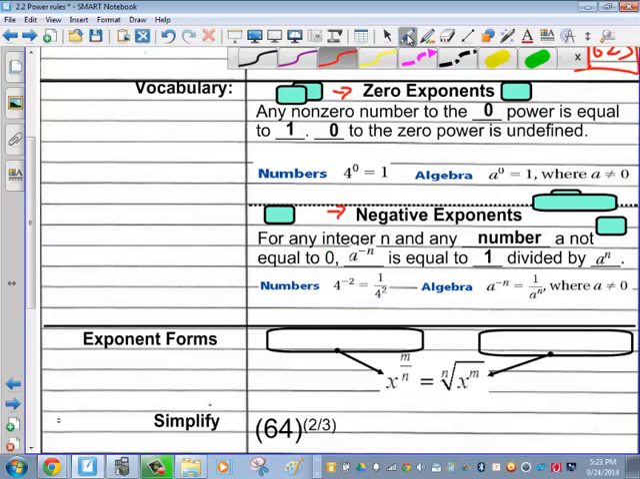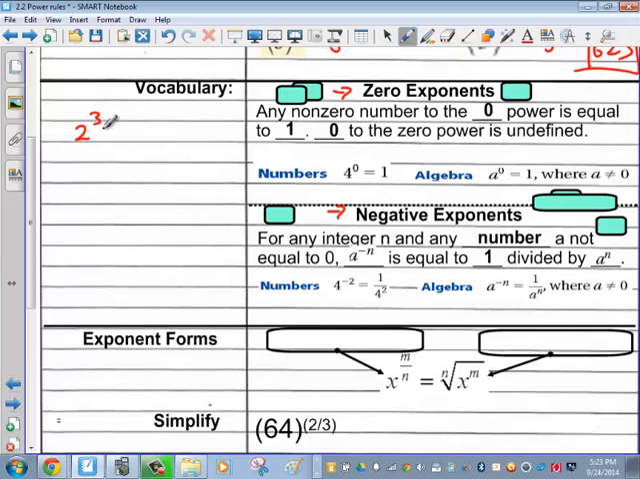Now I'm going to show you why this works through a pattern. This pattern is pretty cool. Check this out. So let's say I have 2 to the third power. 2 to the third power is 8, right? Okay, so we got 8. And then let's do 2 to the second power. That's equal to 4. And 2 to the first power, that's equal to 2. Anything is to the first power.